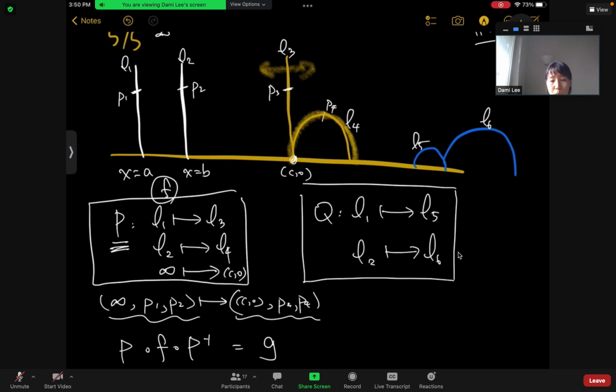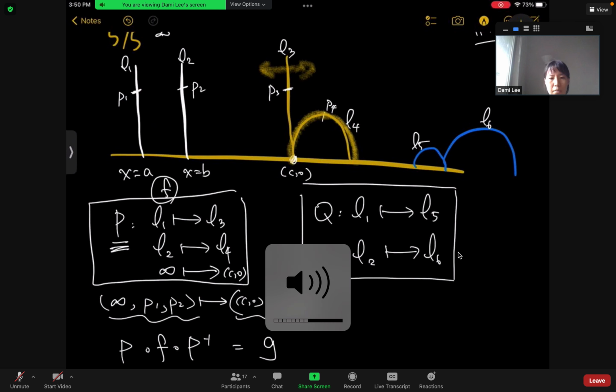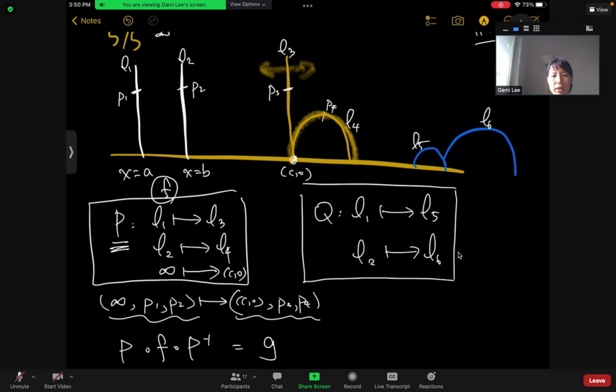The thing is, the one point that lies on both of the lines, the C comma 0, where the two lines actually meet, will be fixed under both of the reflections. So we do a reflection about L3, we do a reflection about L4, but C comma 0 is always going to be there, whereas everything else is going to move around.